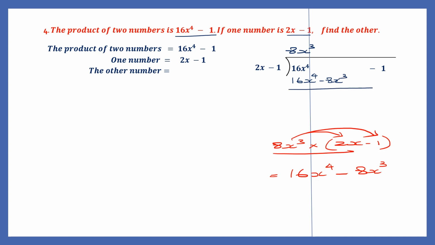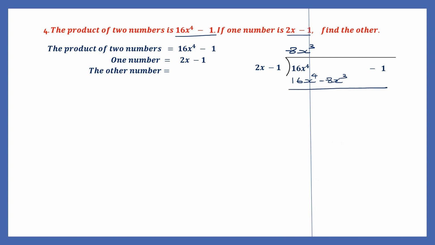So now we're going to subtract these two. So let's change the signs. So plus will become minus. Here minus has become plus. Now here plus 16x to the power of 4 minus 16x to the power of 4 is 0. So we can cancel that off and write down only plus 8x to the power of 3. And in this end we have minus 1.